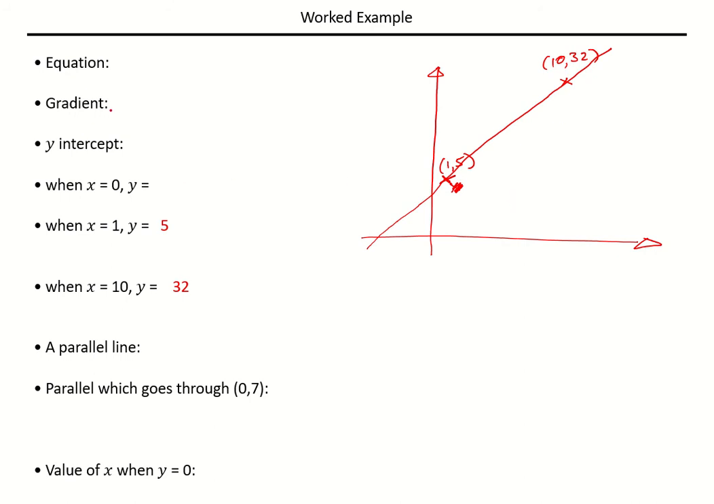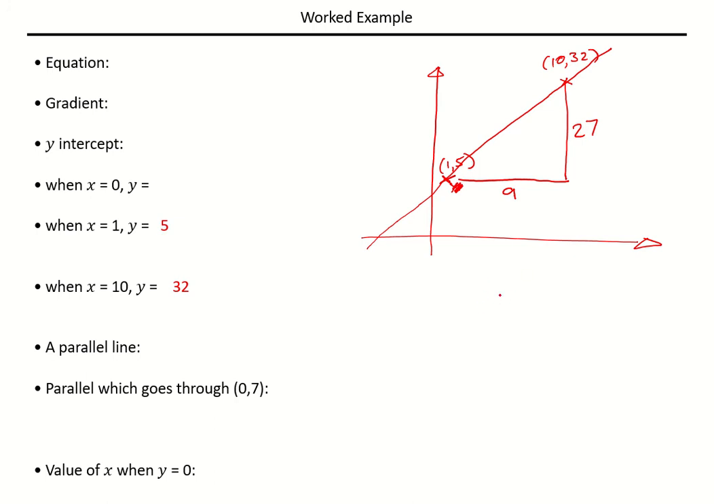The first thing that I want to figure out is the gradient. I know that the gradient is how far up it goes for every 1 along. So let's try and figure this out. Now, if I draw this here, I can see to get from 1 to 10, that's 9 across. And from 5 to 32, that's 27 up. So for 9 across, that's 27 up. So for every 1 across, I reckon that must be 3 up.